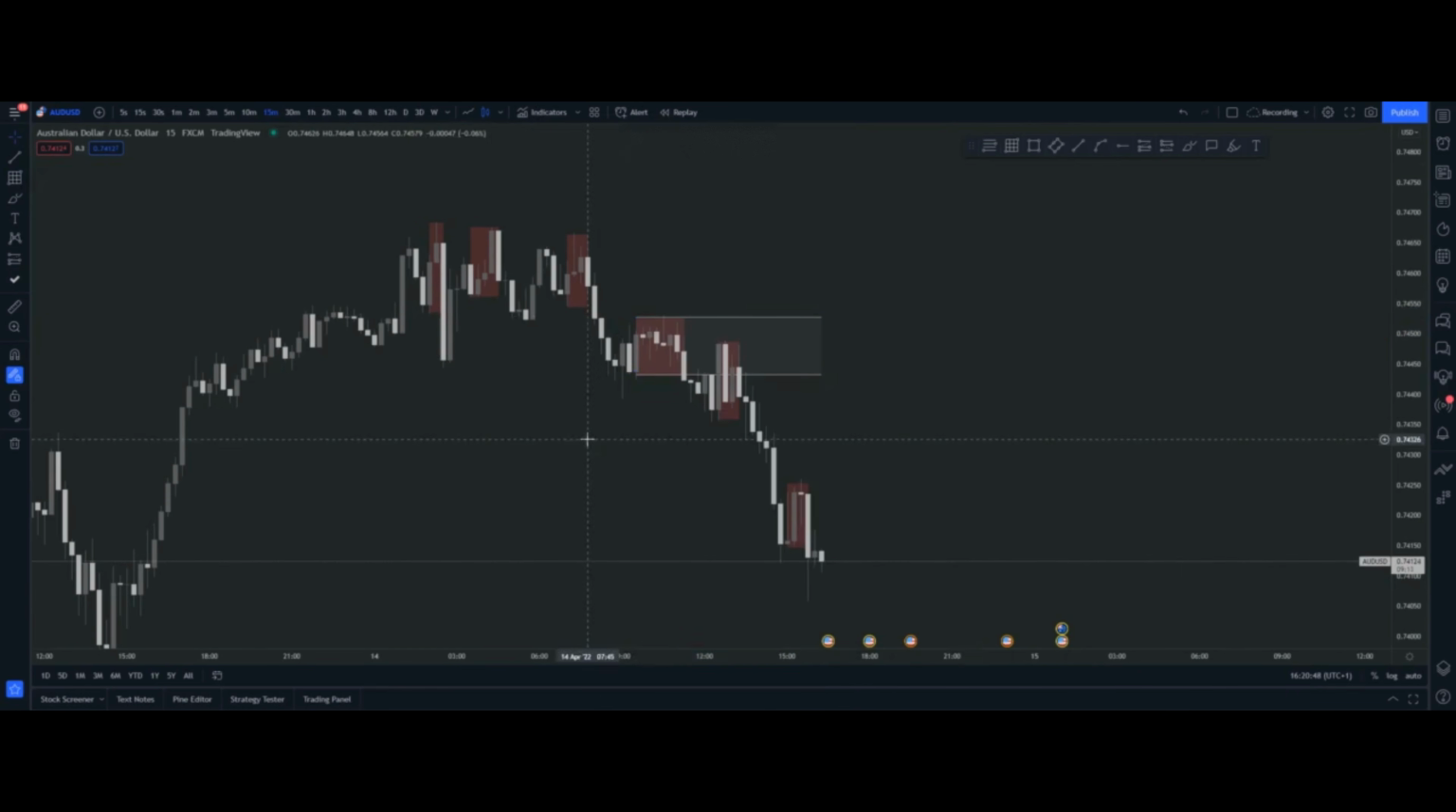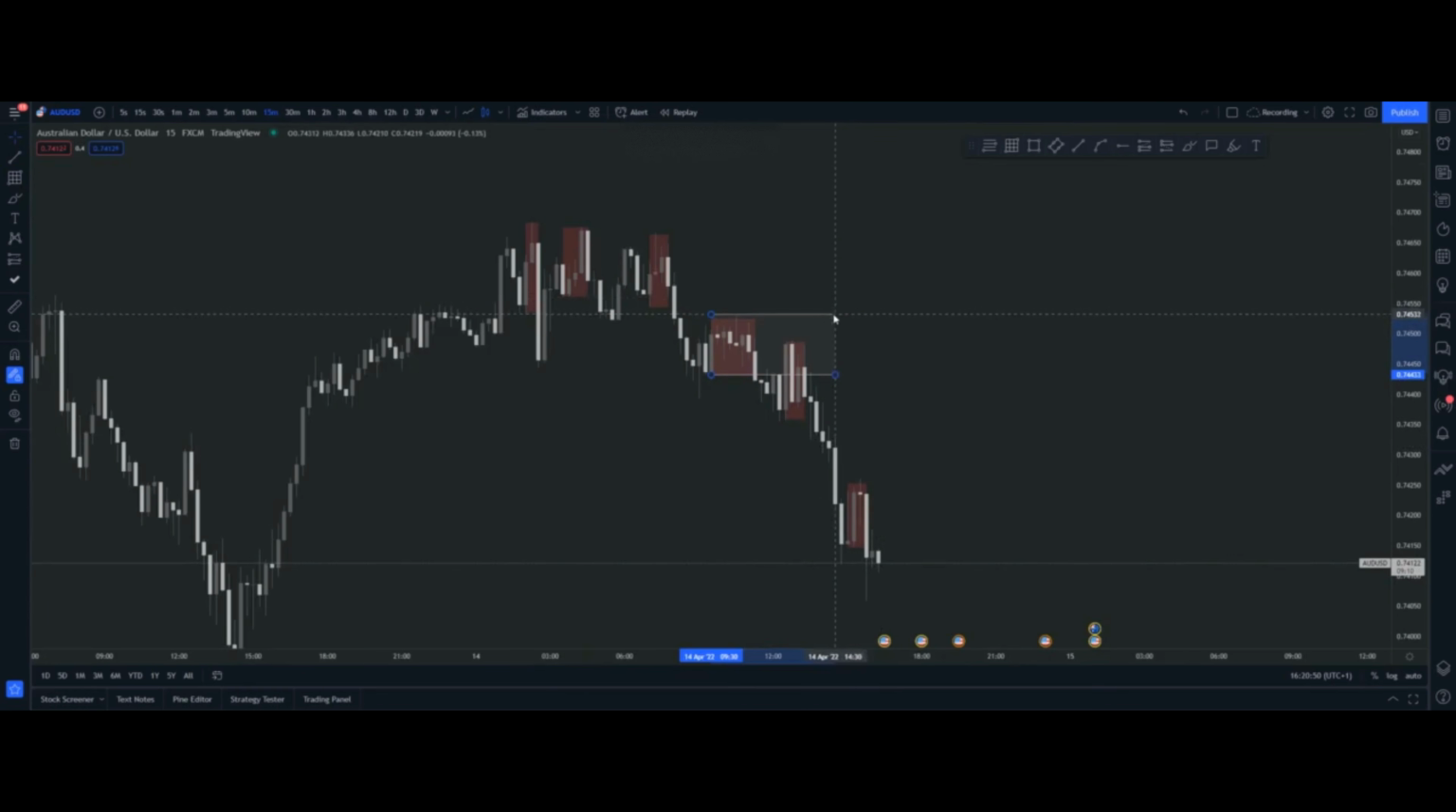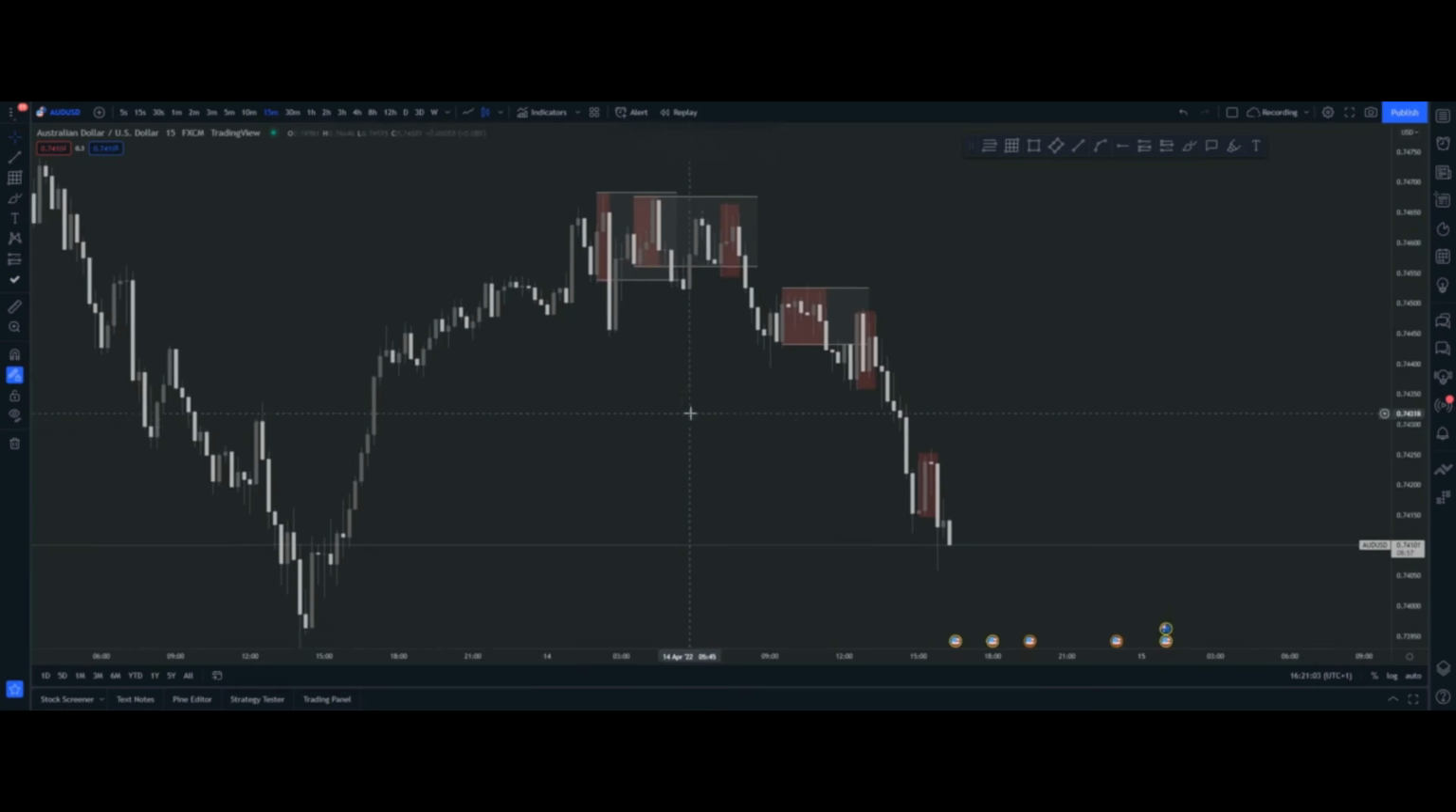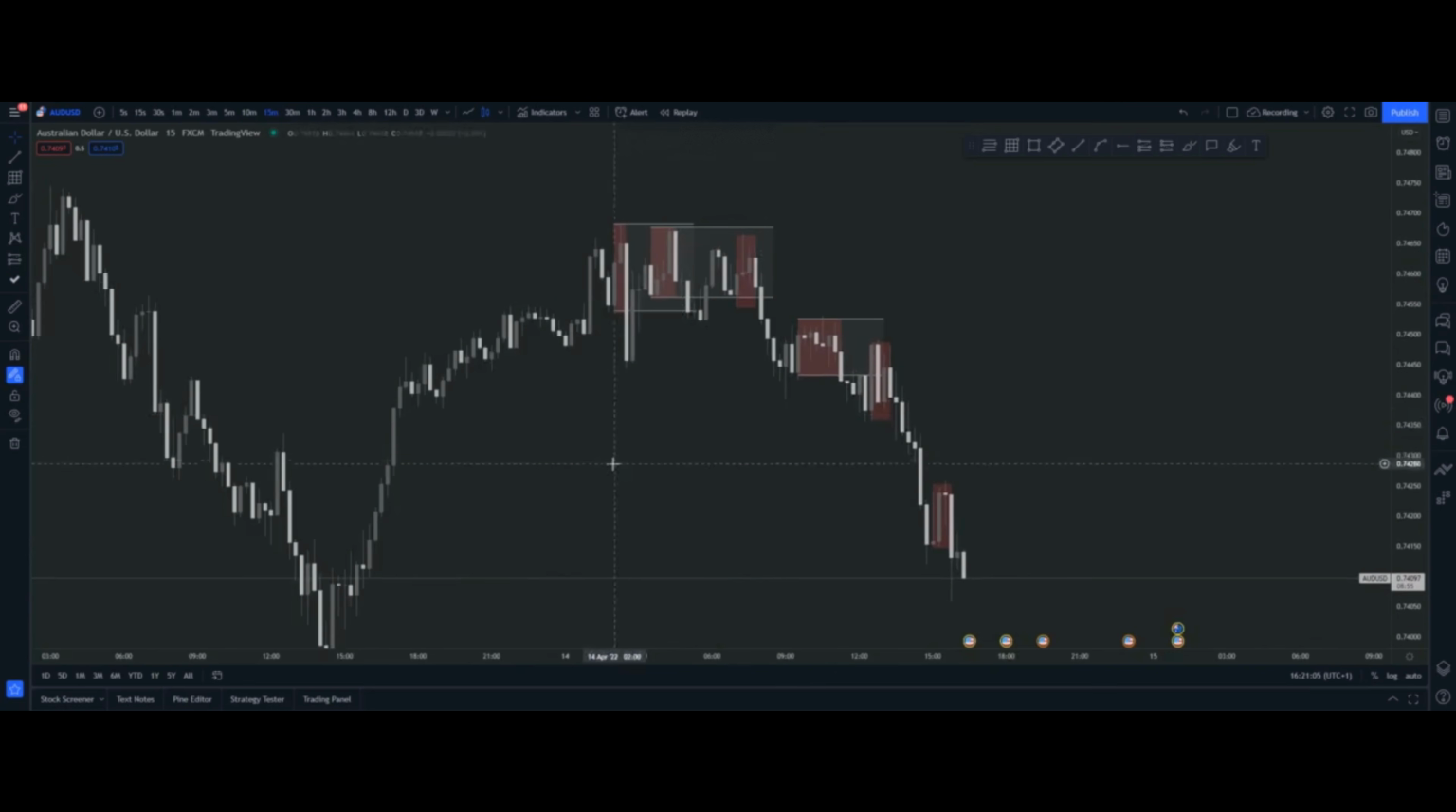There we go. So I'm just going to be marking them up with this so that you can clearly see what I mean. We have another one here, right? We've got a mitigation of the range. You have another one here. You've got another mitigation of the range here. And let's look at some more examples.